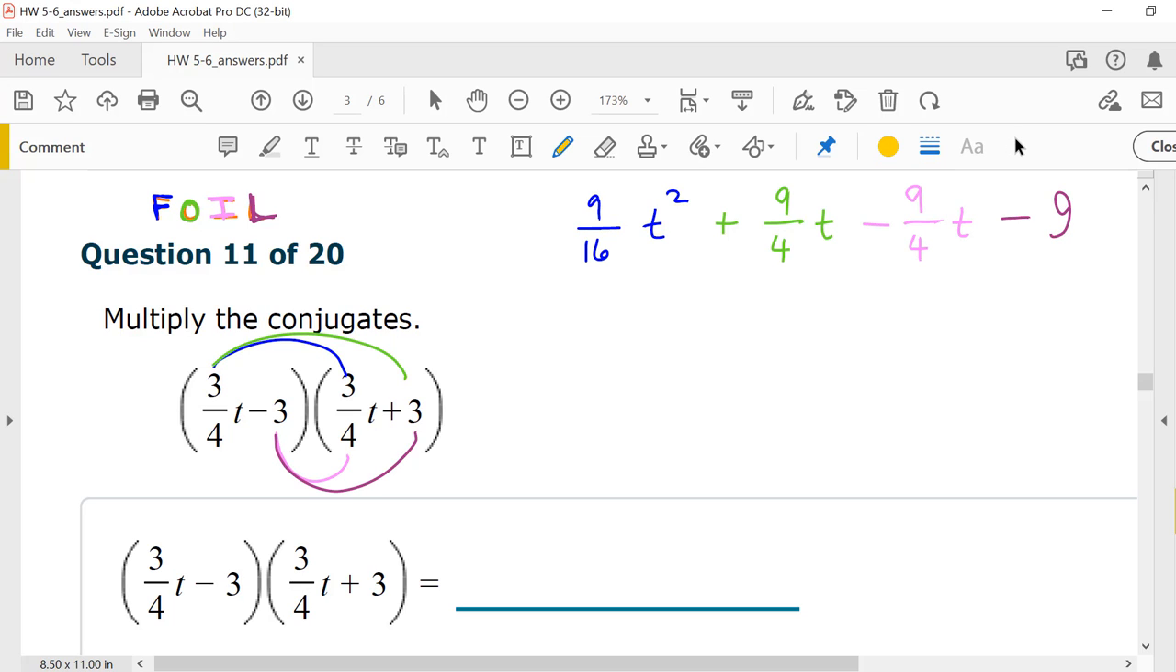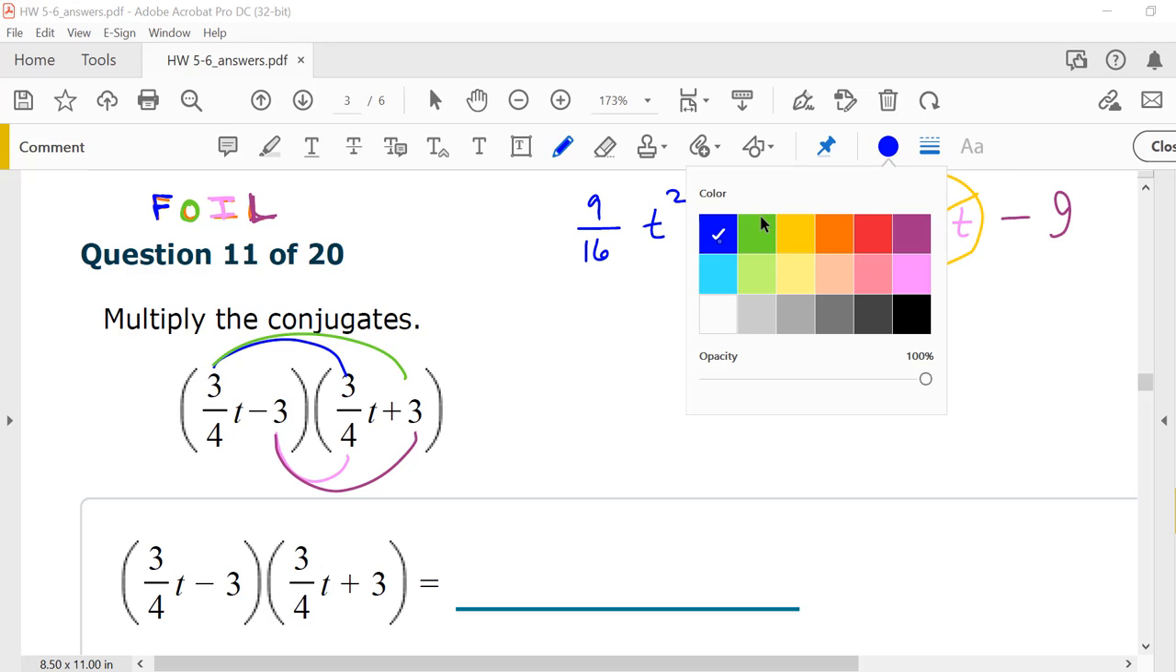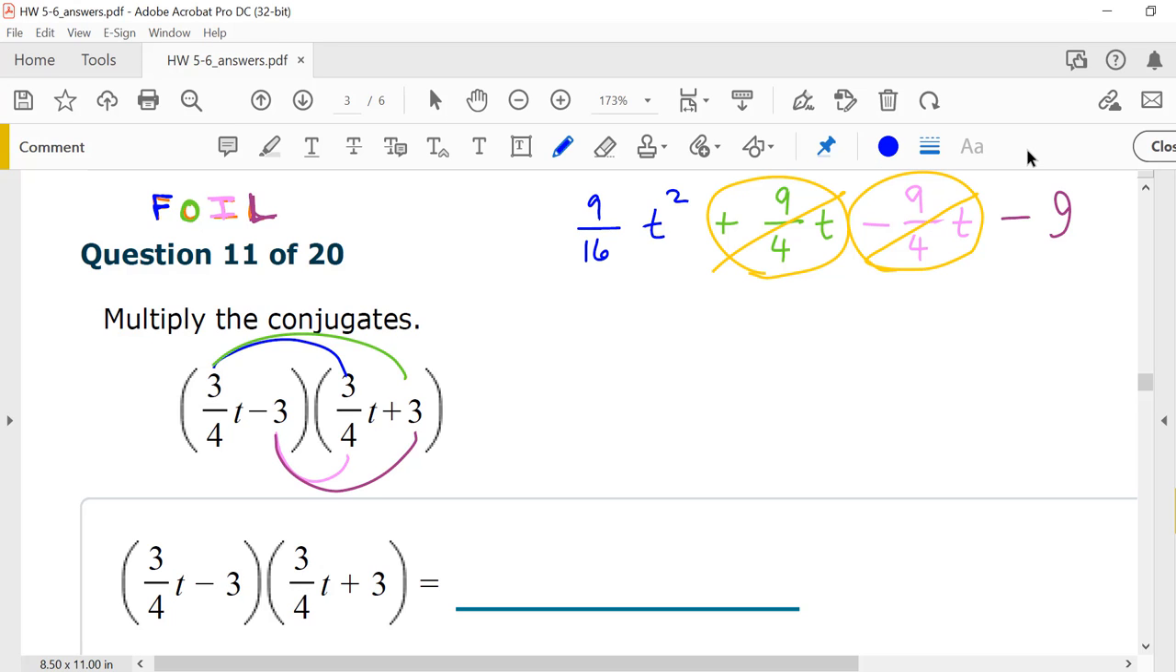Are there any like terms? 9/4 t minus 9/4 t gives you 0. So your answer, when you multiply these conjugates, you get 9/16 t squared minus 9.